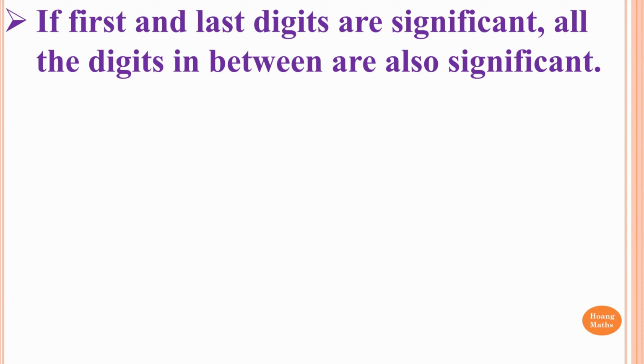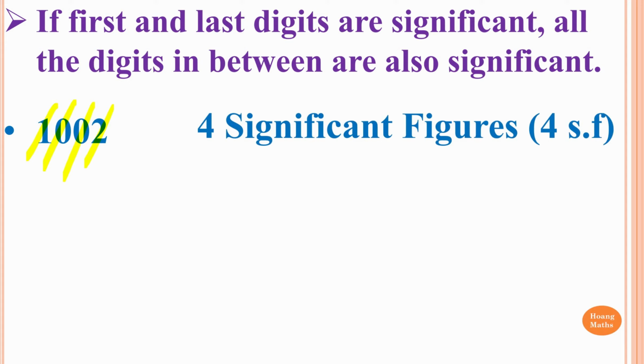Rule number 2. If first and last digits are significant, all the digits in between are also significant. Example. We know that 1 and 2 are non-zero digits, so they're significant. Because we count the first digit and the last digit, anything sandwiched between must be significant as well. So we count this 1, 2, and the numbers in between also count. So 3, 4. Therefore we have 4 significant figures.